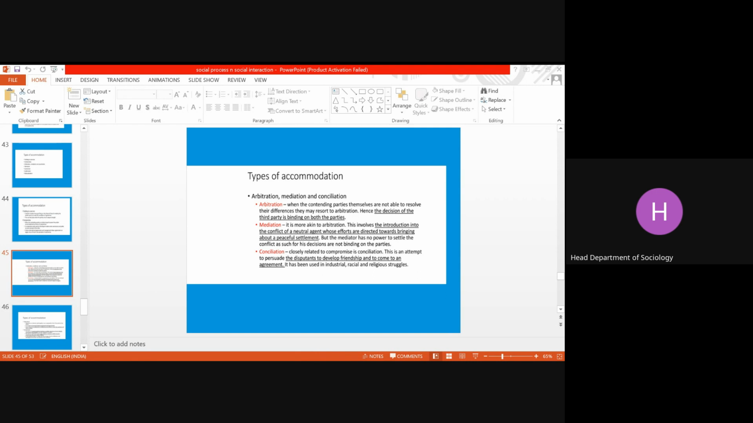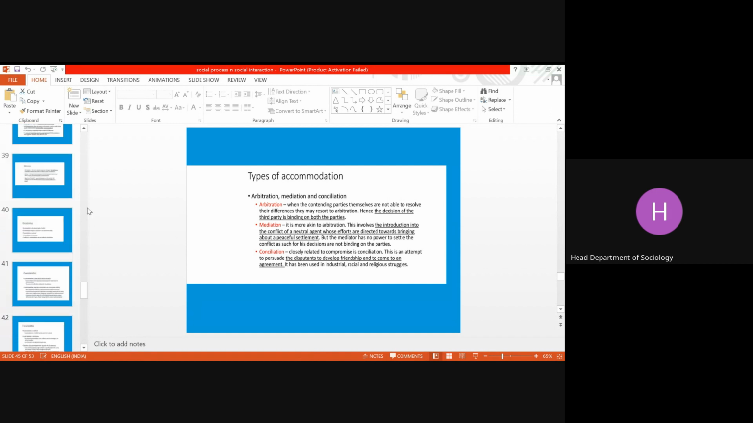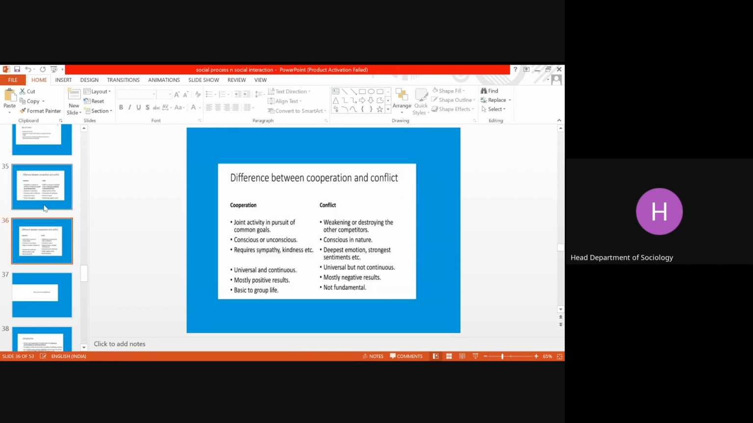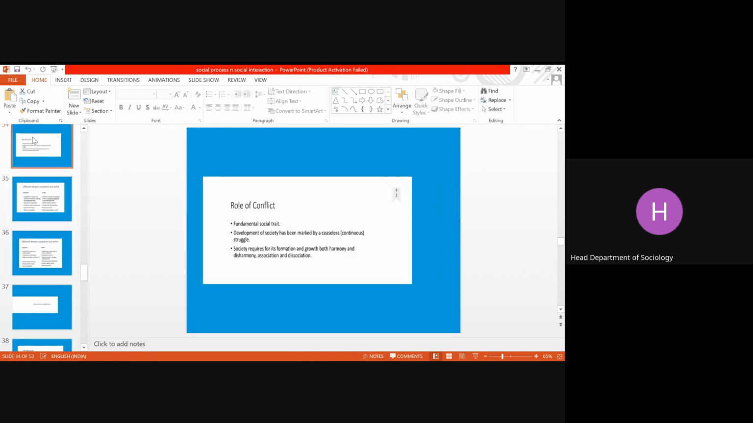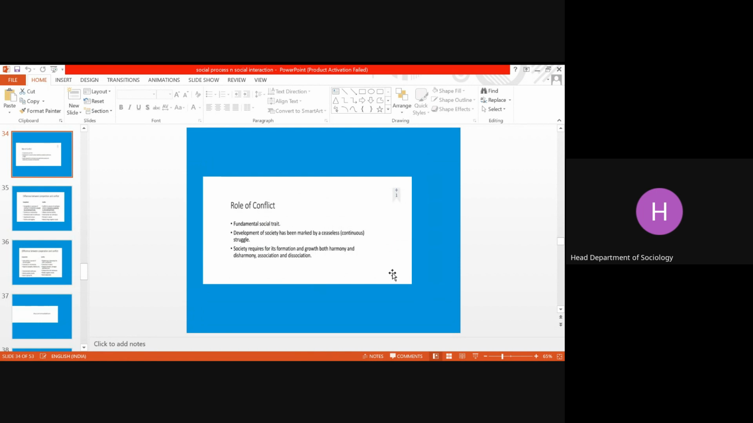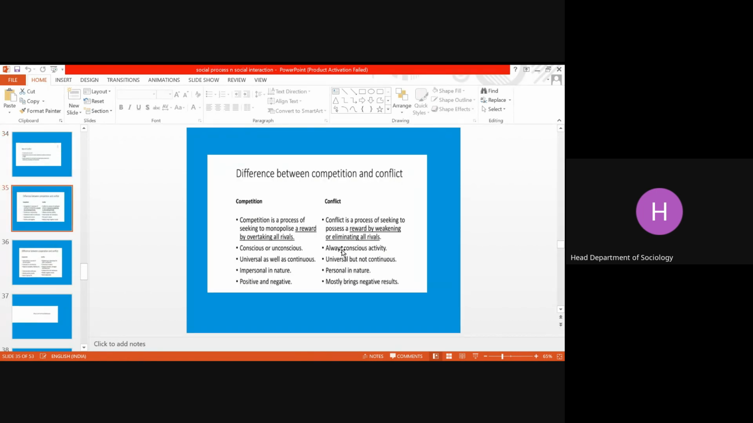Arbitration is whatever the decision has been taken by the third party will be binding on the two other parties. Mediation is that it is not binding. Whatever the decision is taken by the other parties, it is not binding on the other two parties, right? So that also you can include it. So that is what harmony or disharmony. See, these things you can just go through.